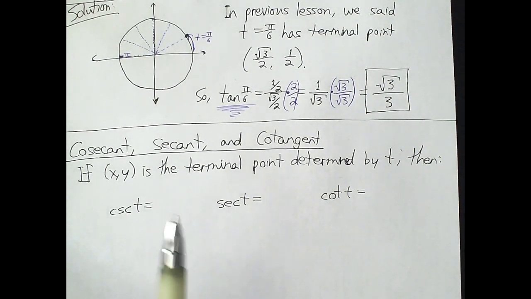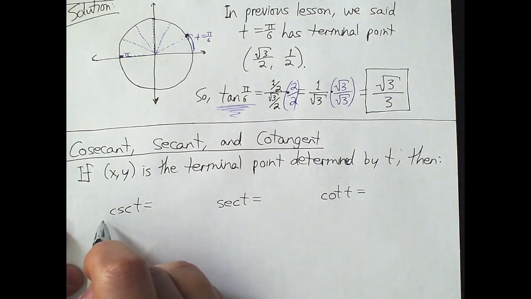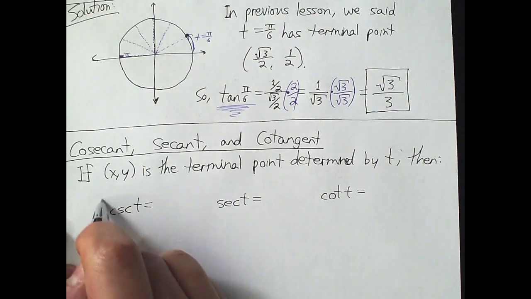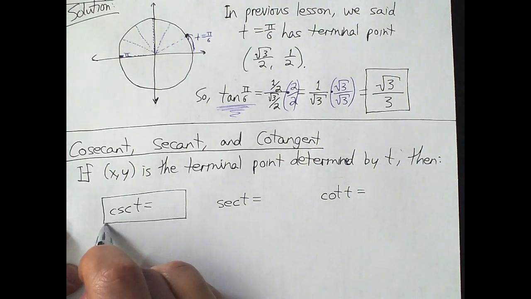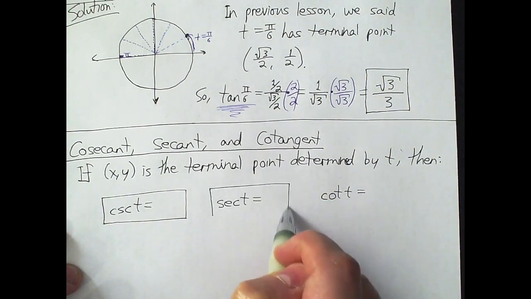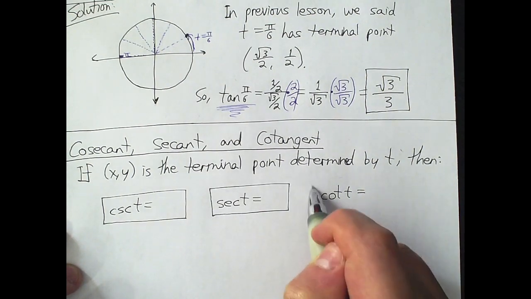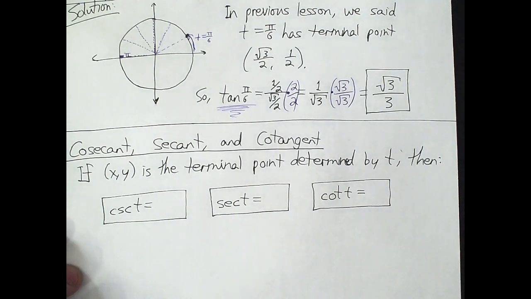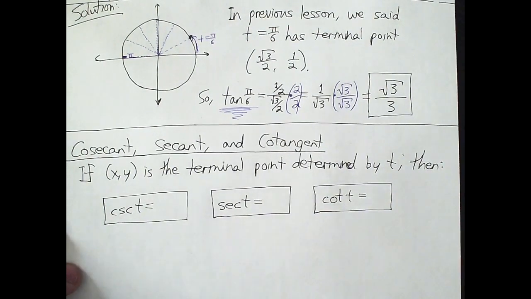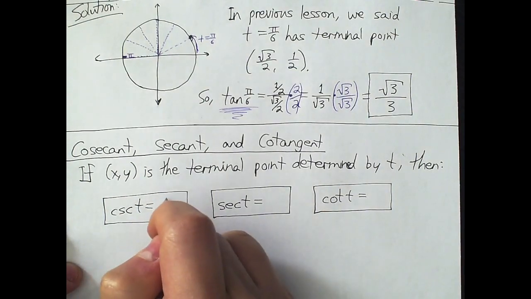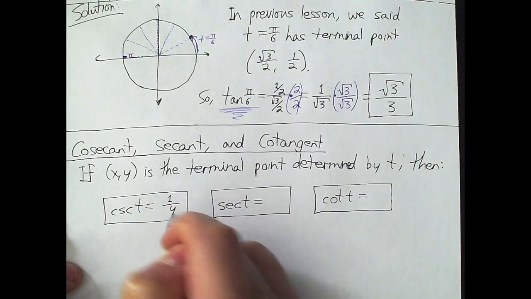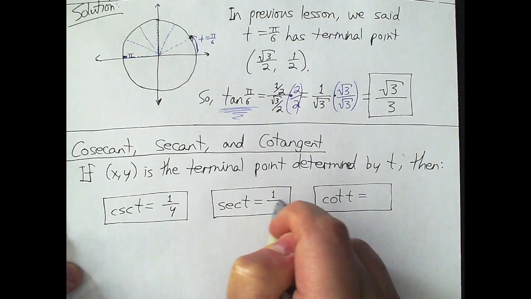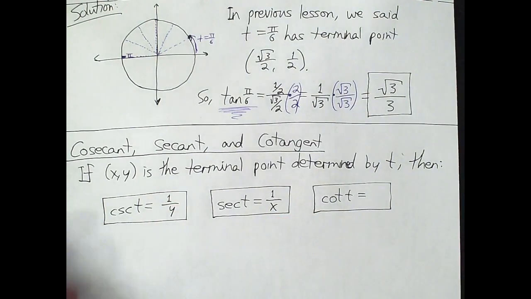So, what do these equal? I didn't actually fill it in yet. We're going to have a little formula for each of them. We don't need a lot of space. They're pretty simple formulas. The formulas for sine and cosine and tangent were all based on x and y. So cosecant is going to be 1 over y. Secant is going to be 1 over x.